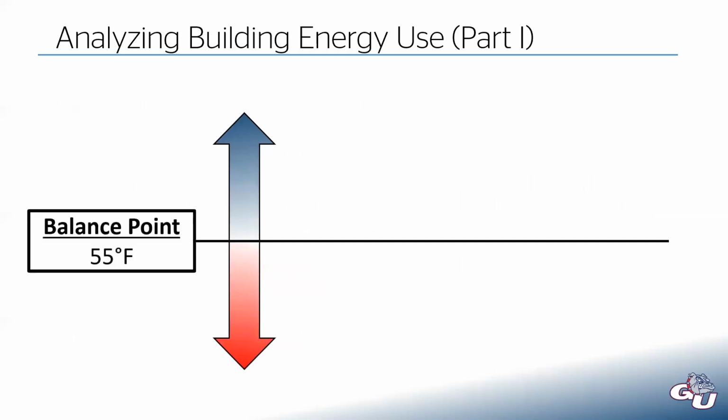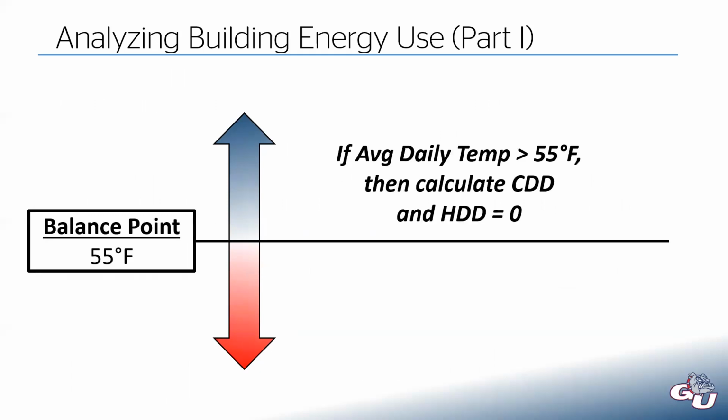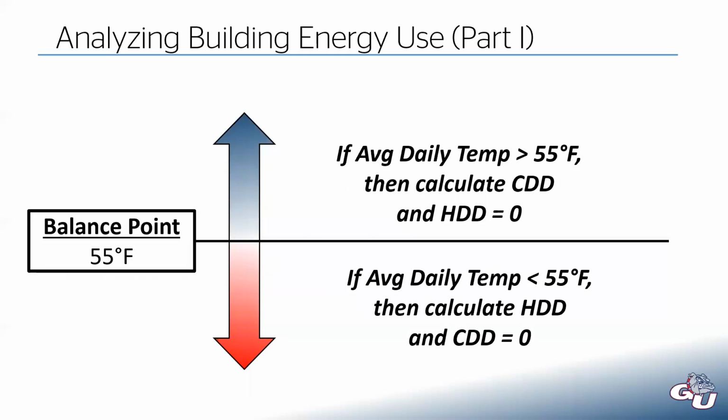To visualize that a little better, let's say your building balance point is 55. If your average daily temperature is above that, you calculate cooling degree days and heating degree days will be 0, or vice versa. If you're less than your balance point, you calculate heating degree days and your cooling degree days are equal to 0.